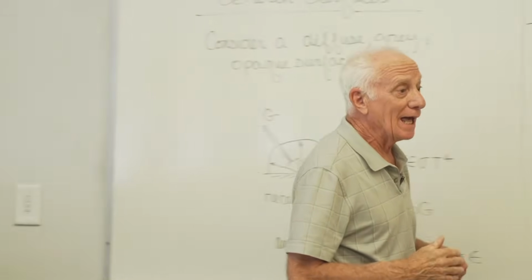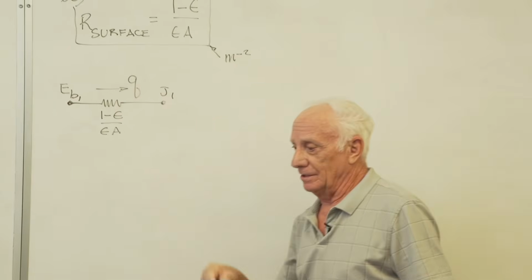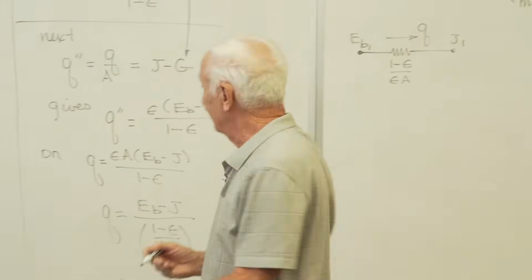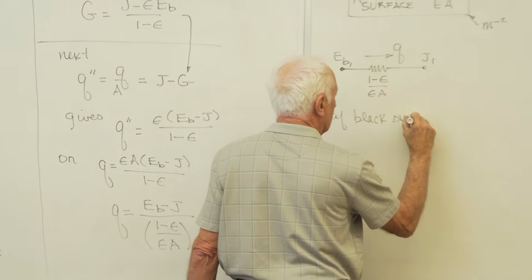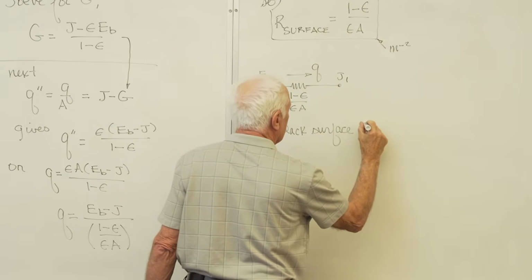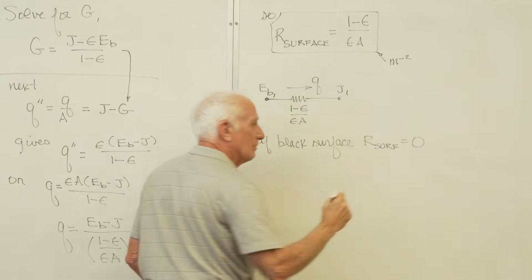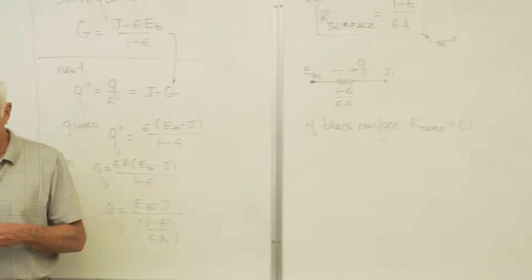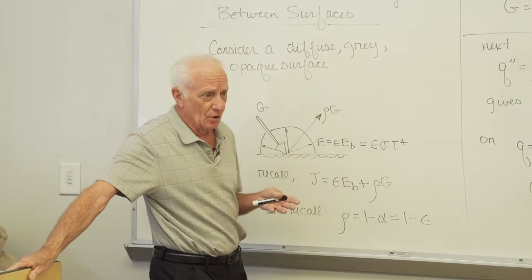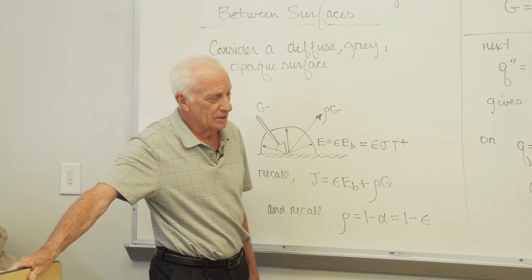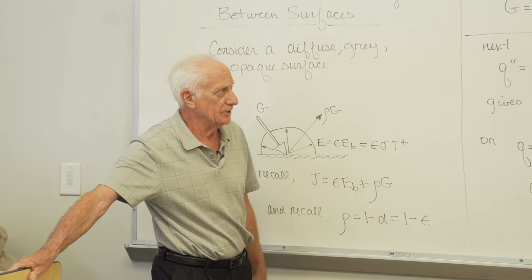What if the surface was black? Well, if the surface is black, epsilon is 1, and 1 minus 1 is 0. So for a black surface, the resistance is 0. What that means is if the resistance is 0, you get the maximum heat flow. That goes along with the definition of a black surface, one that emits the most possible radiation. So a black surface is the best. There's no resistance in the surface to emit radiation.